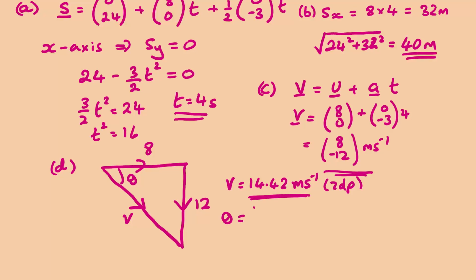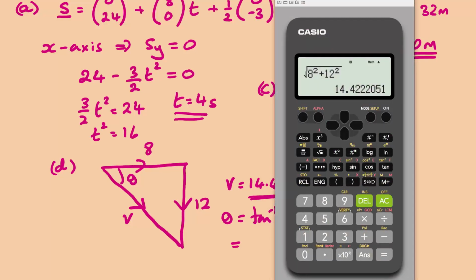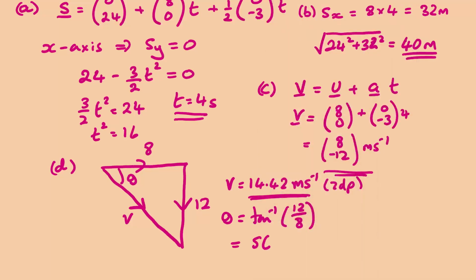And then theta is going to be the inverse tangent of 12 over 8. So we'll calculate that as well. The inverse tan of 12 over 8 is 56.3 degrees. And that's below i. And of course, the diagram helps explain exactly what we mean there.